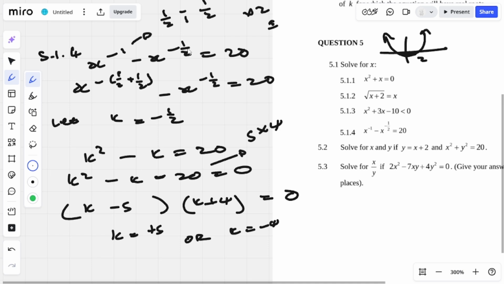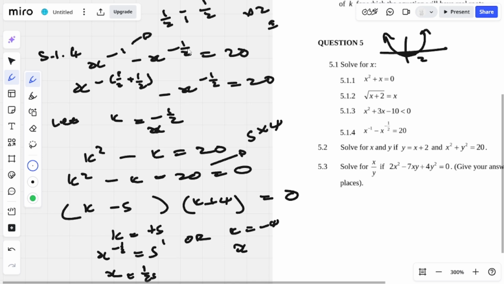So since we know that k is equal to x to the power of negative 1 over 2, you're going to say x to the power of minus 1 over 2 is equal to 5. And your x is going to be 1 over 25. Basically what I did here is I raised both sides to the exponent of negative 2, and that's how I found my answer for this one.